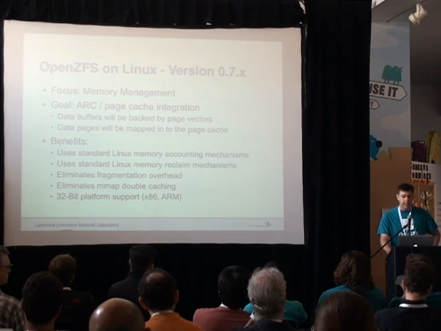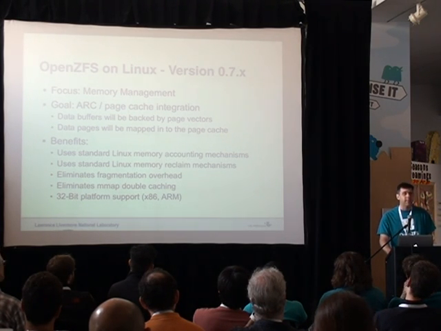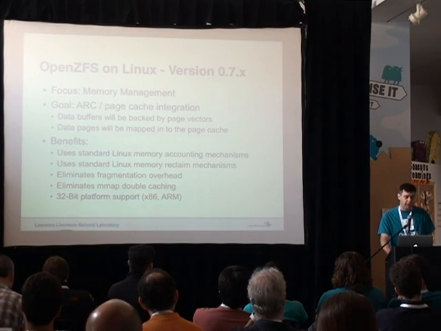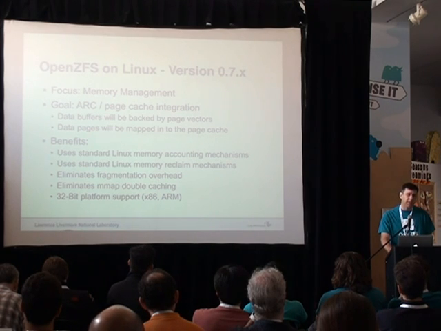And on the Linux side, we really can't properly support 32-bit platforms until we get this done, because Linux has a really small virtual address space for 32-bit systems, just a couple hundred megabytes. And if we properly integrate the page cache, we don't have to use that virtual address space.